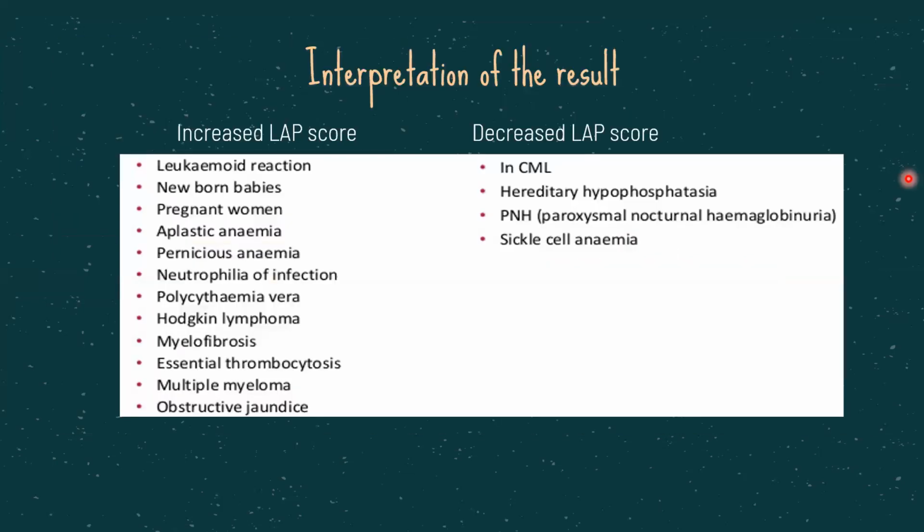Okay, so how would you interpret? Kapag increased si LAP score, that means it's a leukemoid reaction sa babies, pregnant women, and so on. Kapag naman decreased si LAP score, it is CML or hypophosphatasia, or PNH, or sickle cell anemia. Okay?